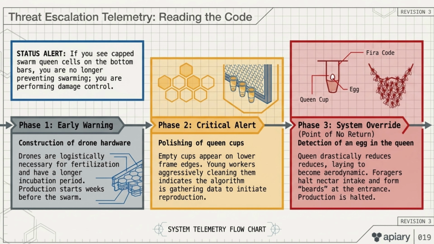A honey cap forms that physically pushes the brood downward. The queen runs out of empty cells for egg laying. The algorithm makes the final logical decision. There is no space, we divide the system.